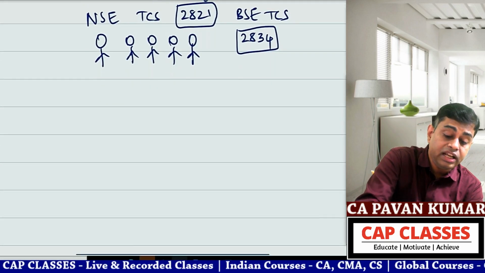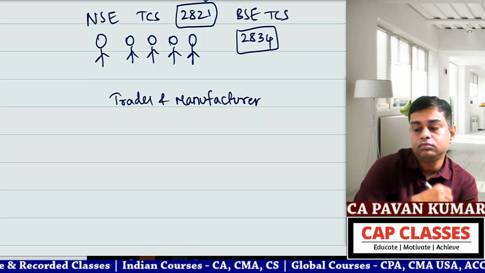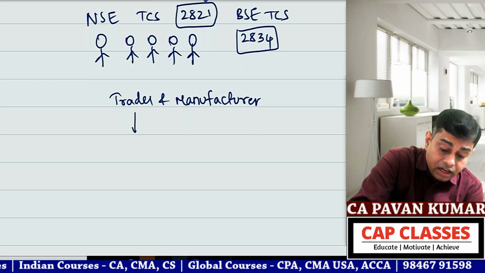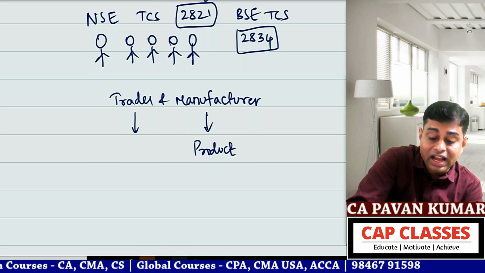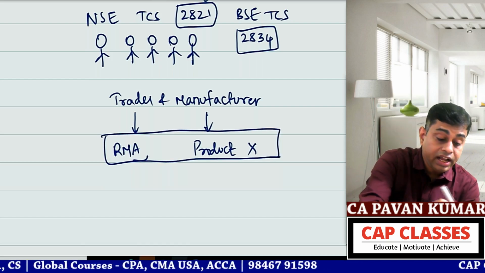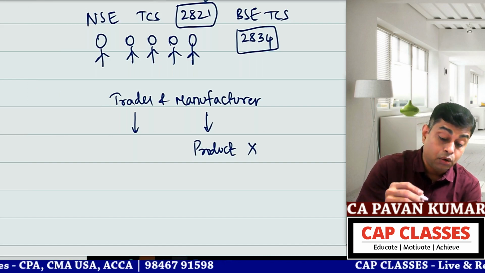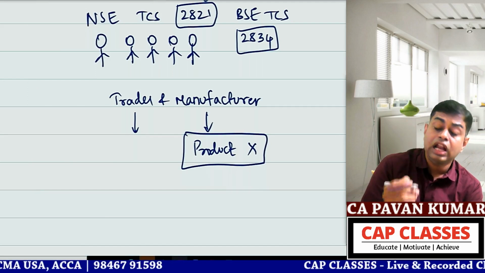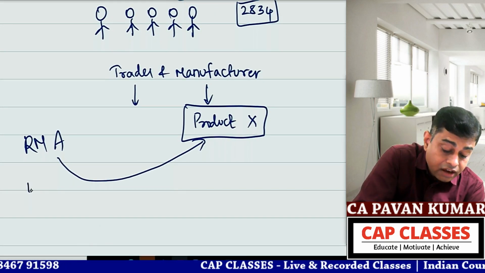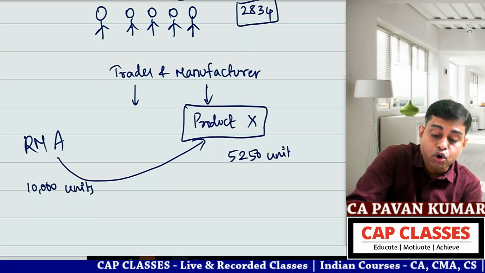Normally, if I am a trader and manufacturer, imagine I manufacture product X using raw material A. So this is my production. I'll take raw materials and produce this finished good X. This is manufactured and sold. Now imagine at the end of the year I have 10,000 units of raw material A, and I have 5,250 units of product X.